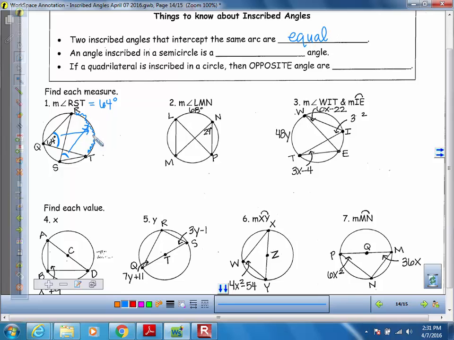Yes, if they both go to the same arc measure, they're equal. Number two, actually, you don't have to do it like that, but we'll get there.